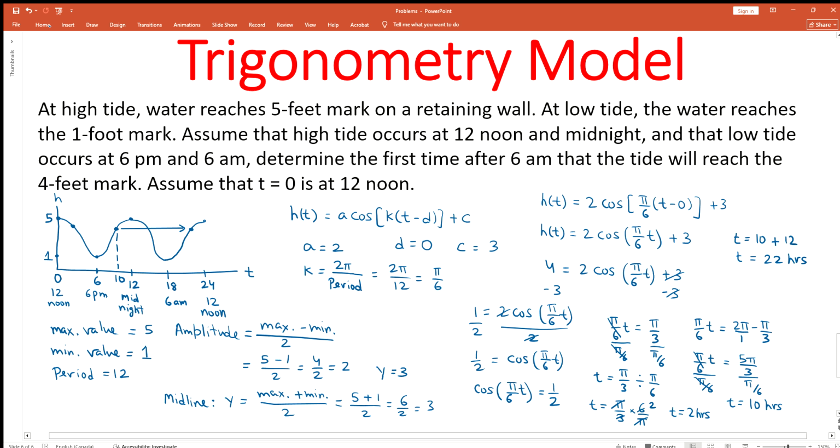Since we are given the clock times at which the high tide and low tide occur, we should calculate what time will be 22 hours from t equals 0, which is 12 noon. It will be 10 a.m. because 24 hours is a full day, that will be 12 noon. So 2 hours before 12 noon is 10 a.m. So the final answer should be 10 a.m. That means after 6 a.m., the first time the tide will reach the 4 feet mark is at 10 a.m. from the starting time. This should be the final answer for this problem.